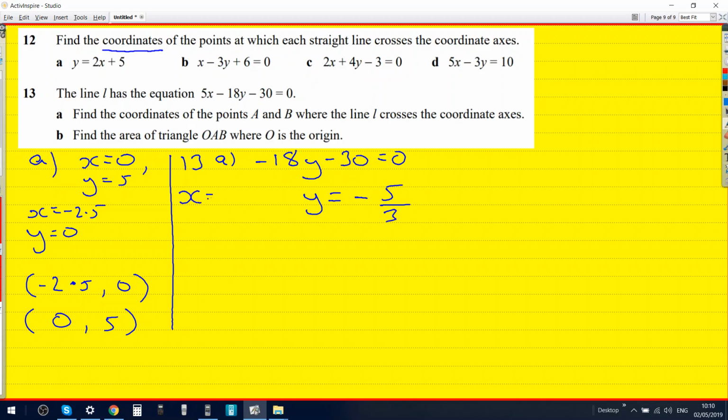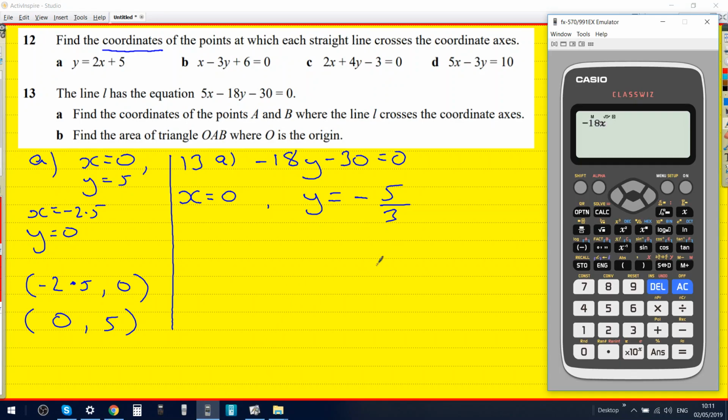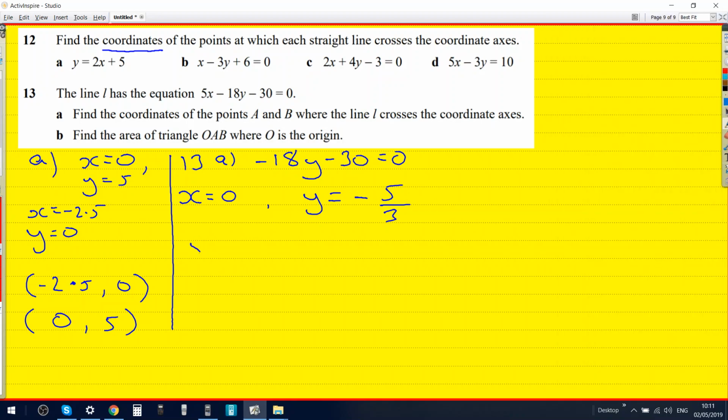For y. And then you've got 5x minus 0 minus 30 for the next part. So 5x must equal 30. So x is equal to 6. Yeah.